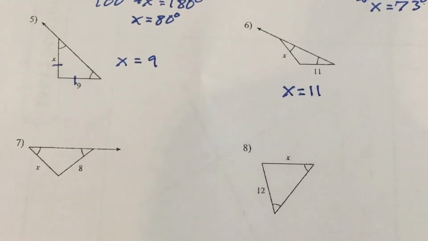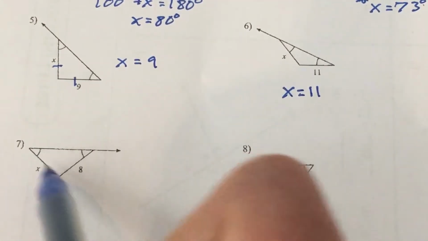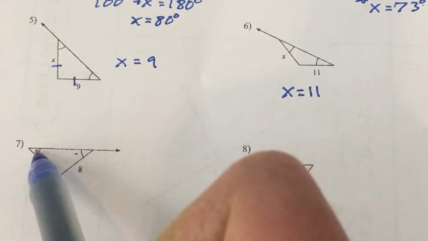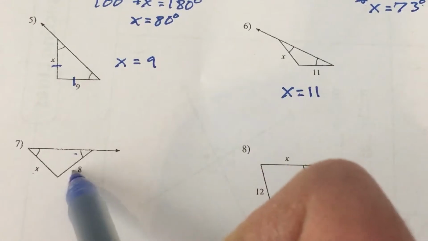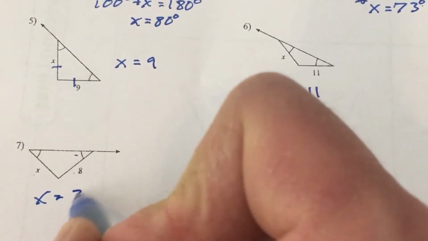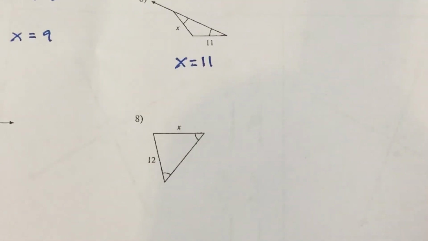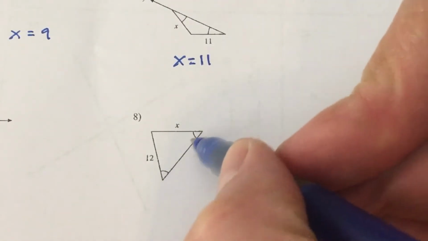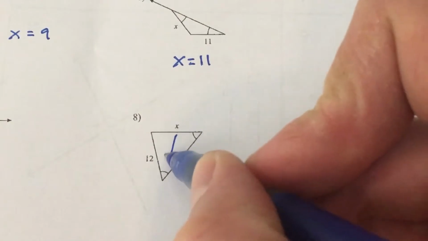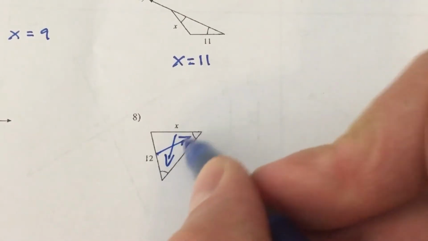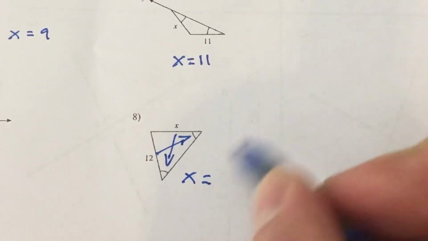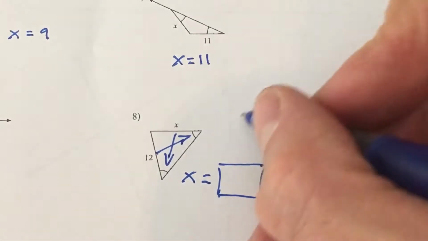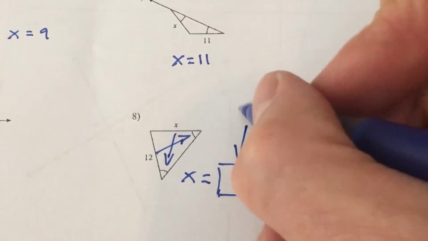So our last 2 here, again, same thing. We've got 8 is opposite of an angle that's congruent to this angle. These 2 angles are congruent, so these 2 sides must be congruent, so x equals 8. And then our last one, it's the same type of thing. We've got 2 angles that are congruent, so their opposite sides must be congruent. So x equals, what does it equal? You write it in there. What is it? It's up to you.